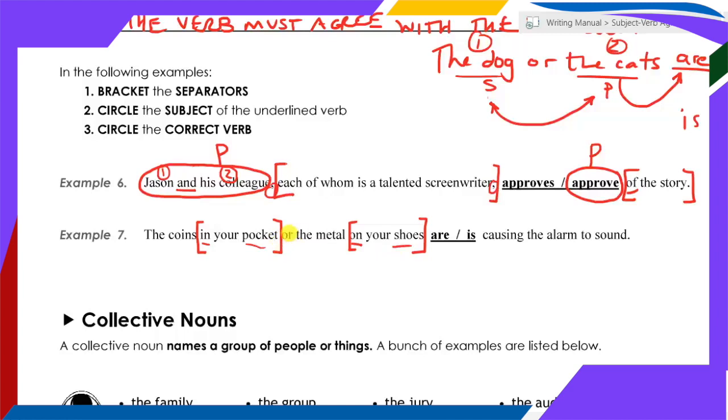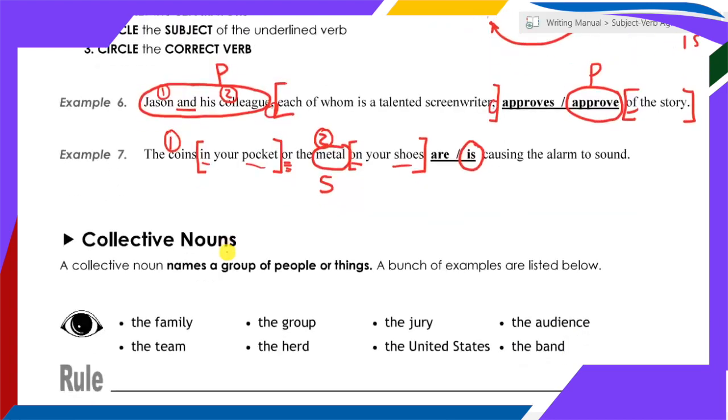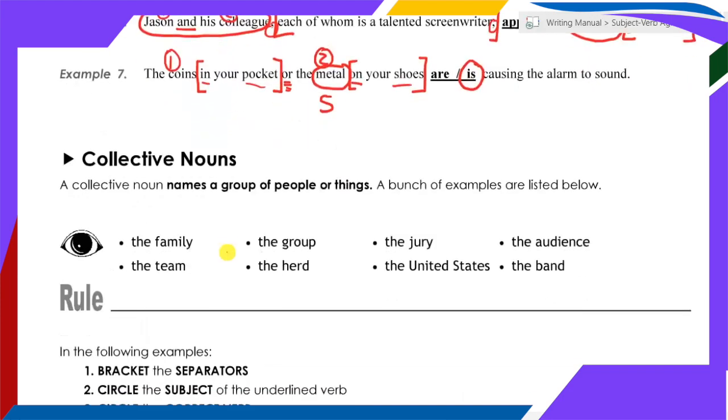And then what we see is that we actually have a compound subject, one noun, two nouns, joined by this or in the middle. The second subject is the metal, and that indeed is a singular subject, so we need a singular verb. The metal is causing the alarm to sound. Tricky sentence. Got to make sure that you're really on your toes about what's separator and what's not separator and what's a compound subject and so on and so forth.